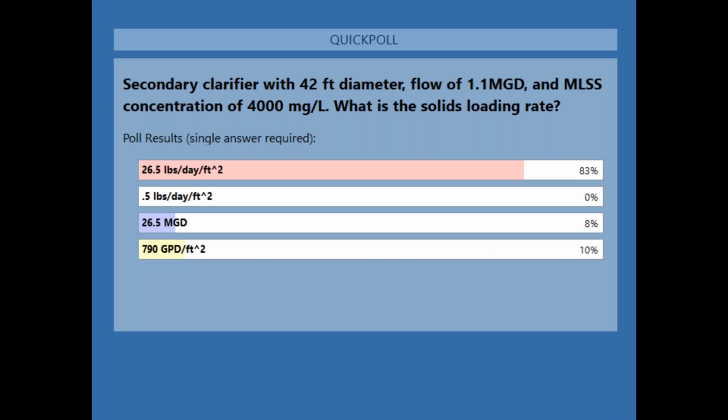Okay, so it looks like a majority of us got it correct. The answer is 26.5 pounds per day per square foot. So I'm glad my typo of 1 million didn't throw us off. I'll go ahead and walk you through the problem now.